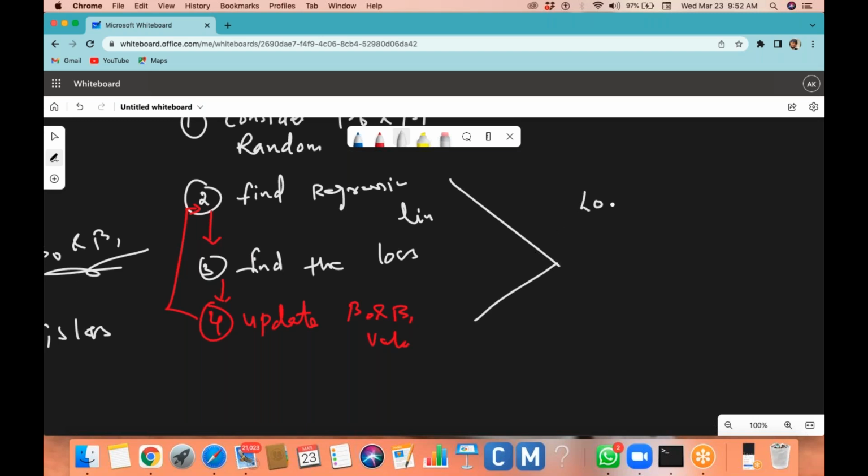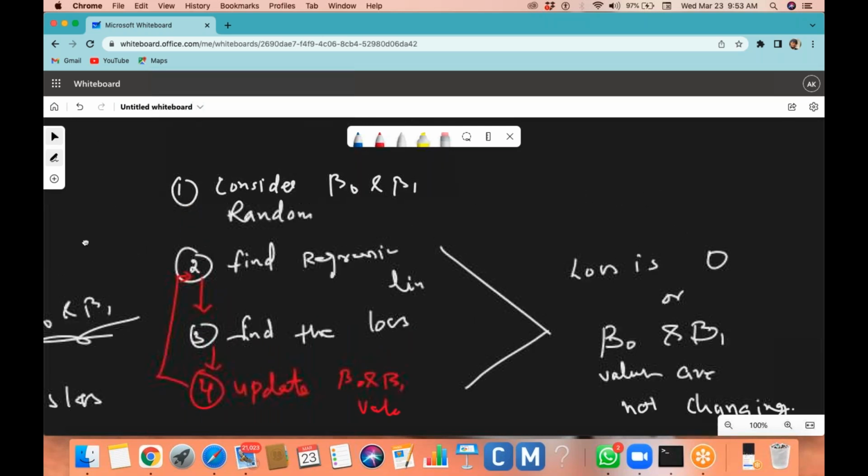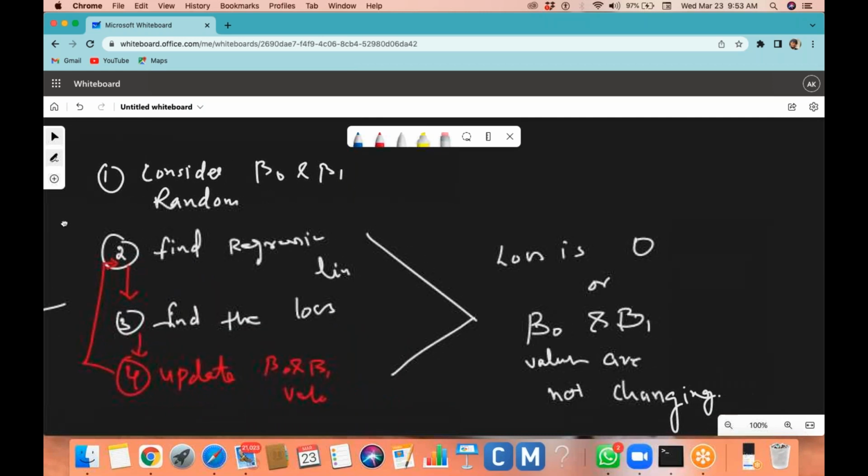One is when the loss is 0, or my beta naught and beta 1 values are not updated, the values are not changing. Whenever the beta naught and beta 1 values are not changing, your loop can be stopped. Now you understood how linear regression works. This is the algorithm, guys, nothing else.